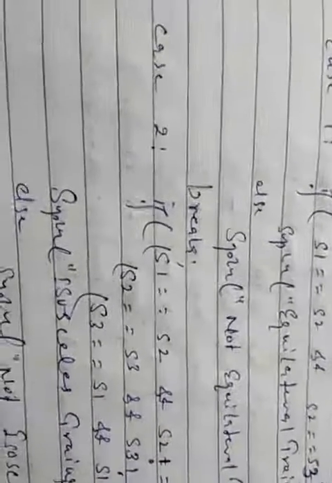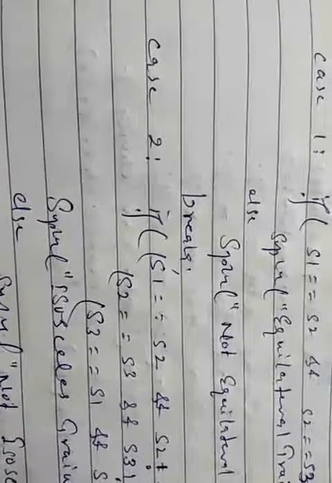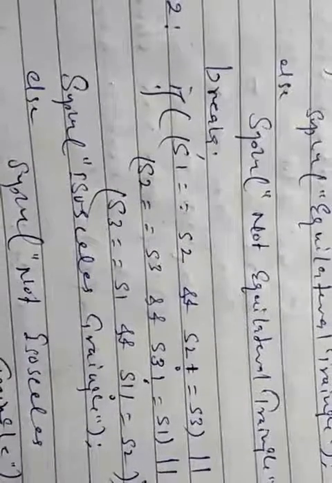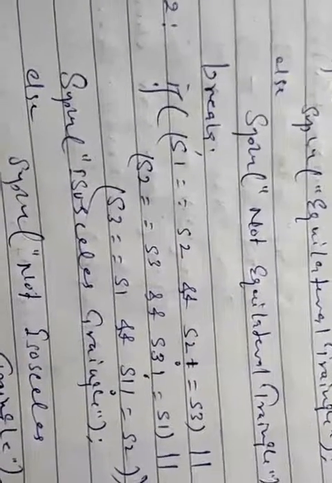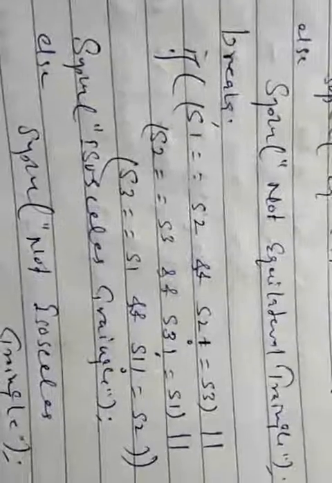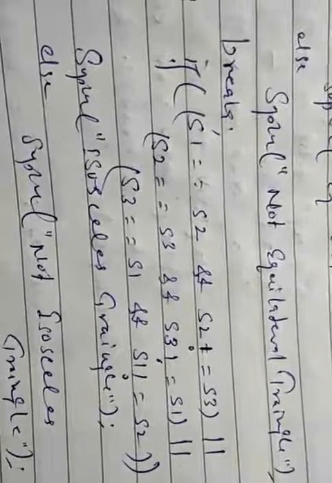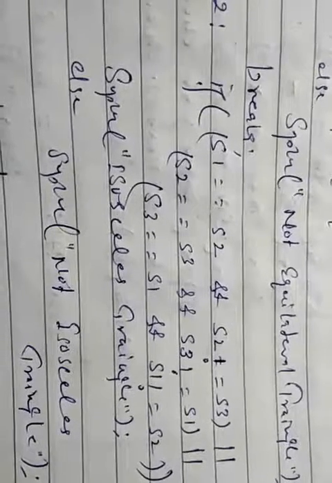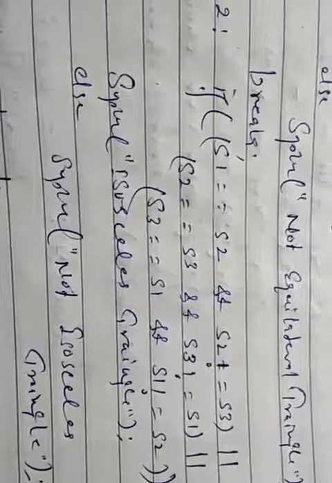Case 2, we have to check isosceles triangle. So what do you mean by the isosceles? Two sides of the triangle should be equal. So if S1 is equal to S2 and S2 should not equal S3. So the first condition. Second condition is S2 is equal to S3 and S3 should not equal to S1. And the third is S3 is equal to S1 and S1 is not equal to S2. So we are printing isosceles triangle, else not isosceles triangle.